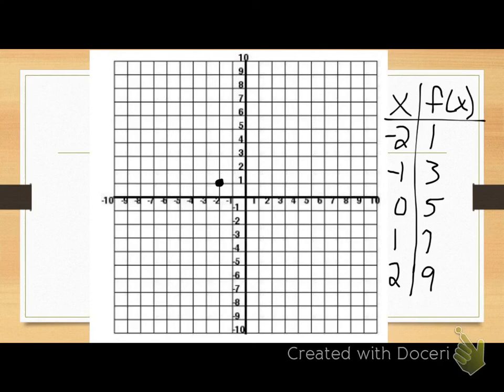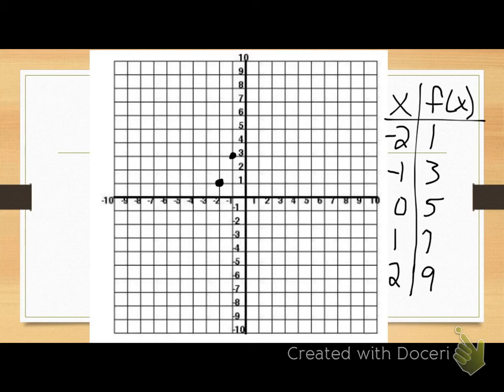Everyone okay graphing ordered pairs? Okay, negative 1, comma 3. Which two directions am I going and how many units? Left 1, up 3. If my x value is negative, I go left. If my x value is positive, I go right. If my y value is positive, I go up. If my y value is negative, I go down. Correct?